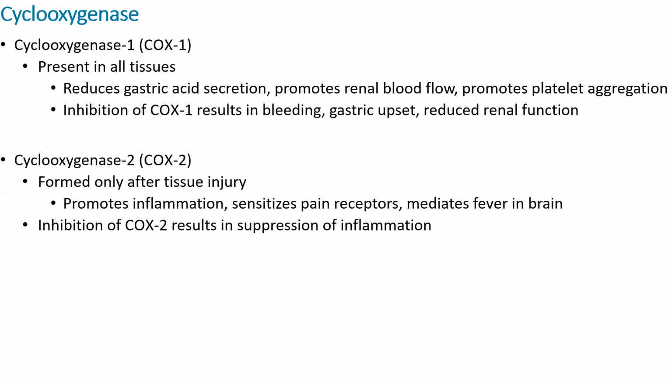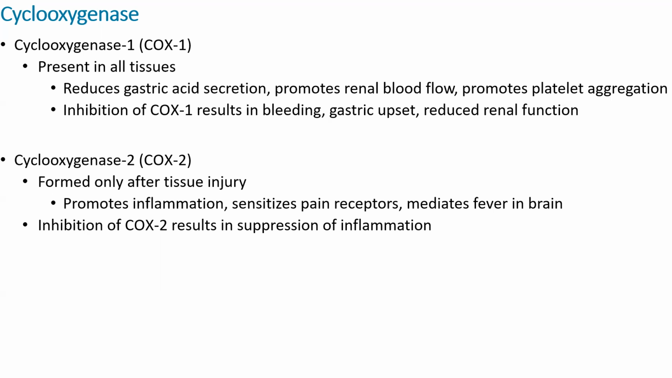The cyclooxygenase is present in all tissues. COX-1 is pretty much in all tissues, and it reduces the gastric acid secretion. It promotes renal blood flow to the kidneys, and it will promote the platelet aggregation. So the inhibition of the COX-1 receptor will result in bleeding, gastric upset, and reduced kidney function.